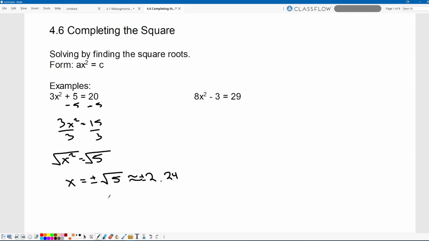So here's another example. We're going to do the same thing. I'm going to isolate the x squared. So we're going to add 3 to both sides. You get 8x squared equals 32, so we'll divide by 8. We get x squared is equal to 4. Take the square root of both sides, and then x is equal to a positive or a negative 2. So a plus or minus 2. Do not forget the negative. You have a positive and negative answer because quadratics will have at most 2 x-intercepts. So it'd be a positive 2 and a negative 2.